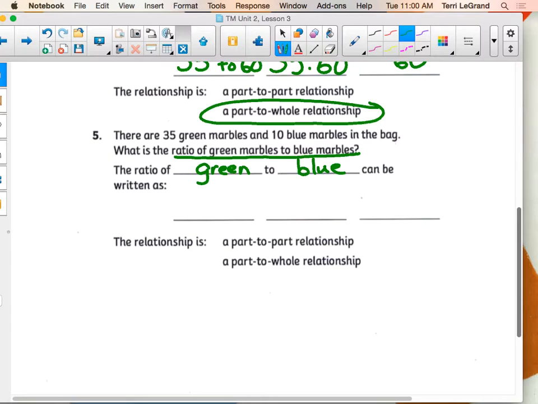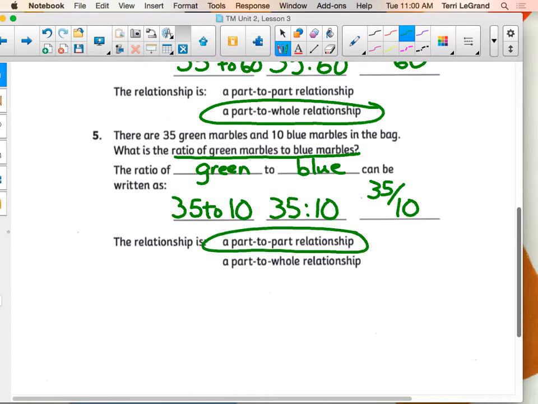Which one comes first? 35 or 10? 35. Okay. And is this a part to part or a part to whole? It's a part to part. Okay, now I just want to stop for just a second and talk about how that can actually be renamed. Because here's what this one really says.